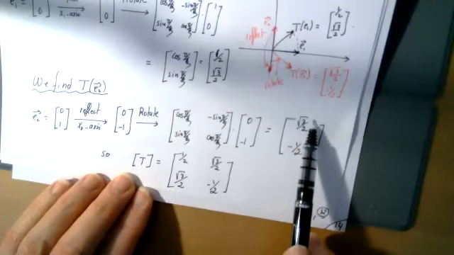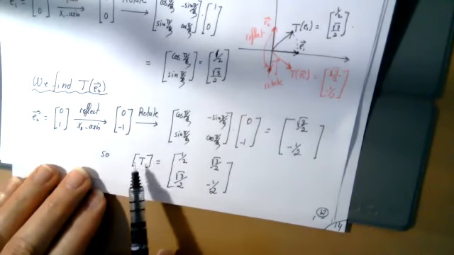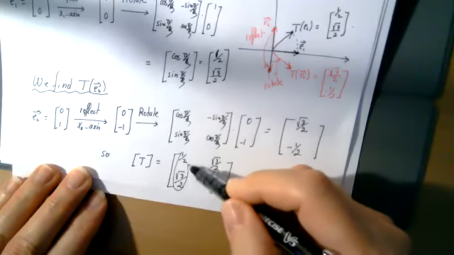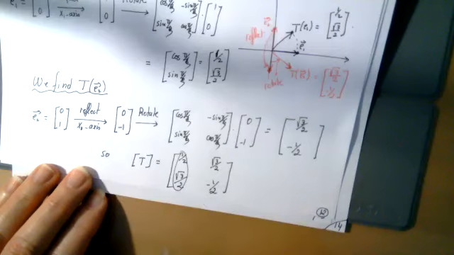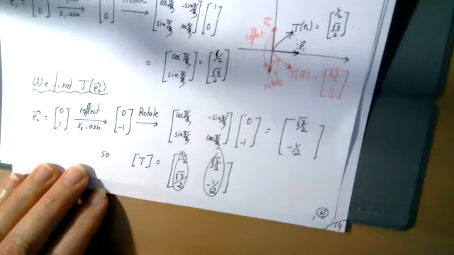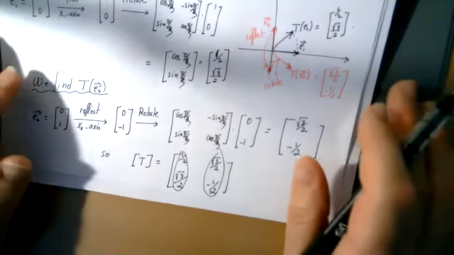I get square root of 3/2 and -1/2. So finally, what is my standard matrix? The first column is what T does to E1, which is 1/2, square root of 3/2. The second is what it does to E2, square root of 3/2 and -1/2. That's how we find the standard matrix.